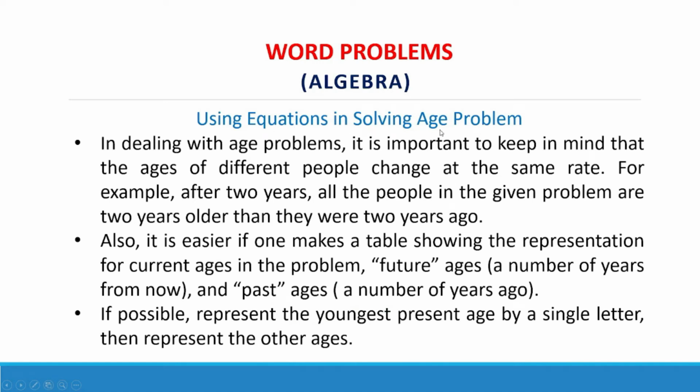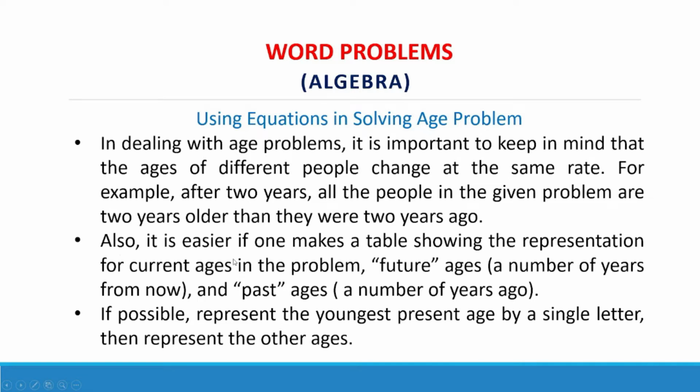Using equations in solving age problems. In dealing with age problems, it is important to keep in mind that the ages of different people change at the same rate. For example, after 2 years, all the people in the given problem are 2 years older than they were 2 years ago.